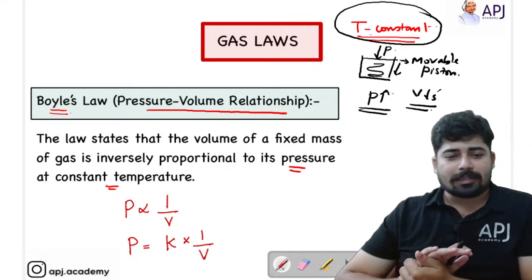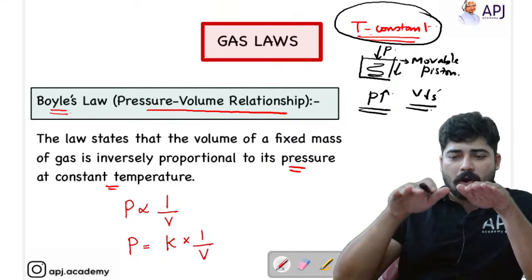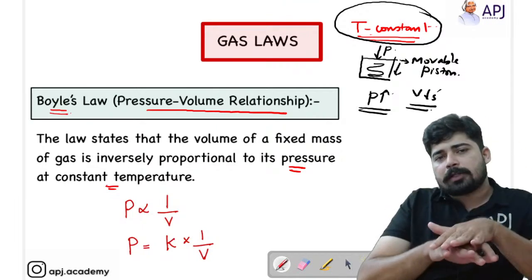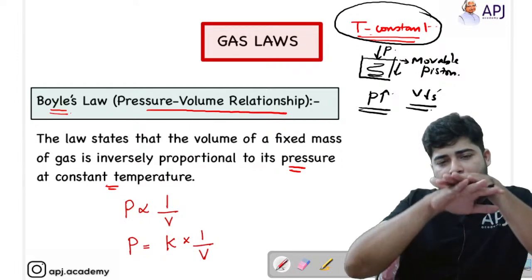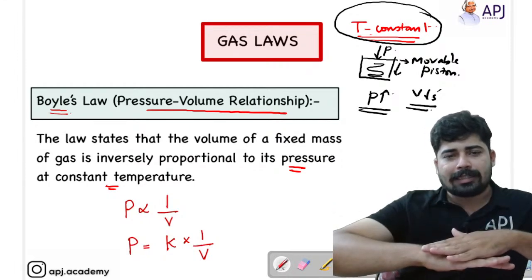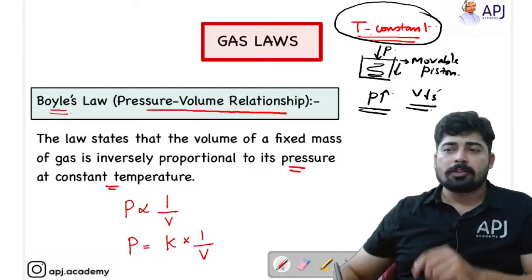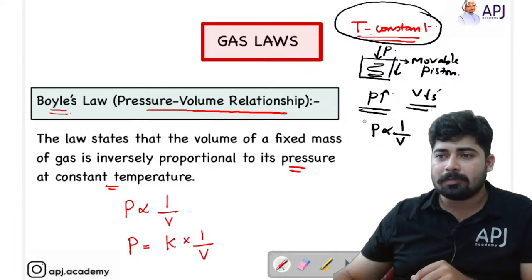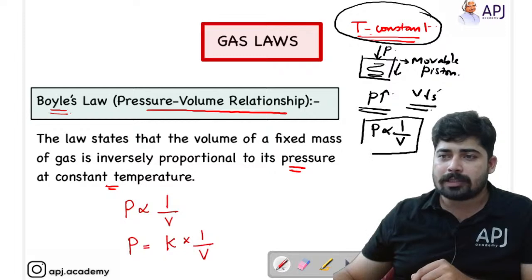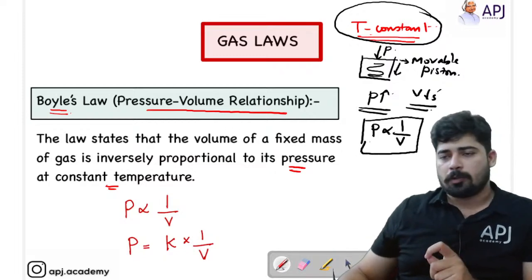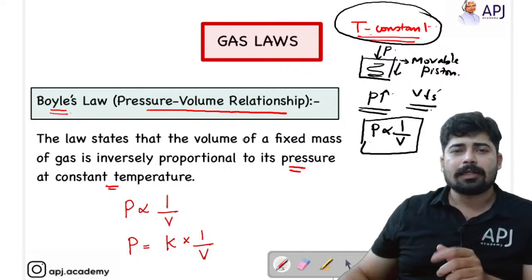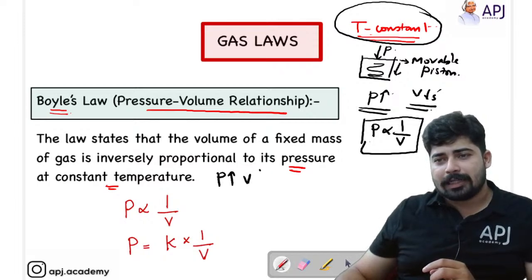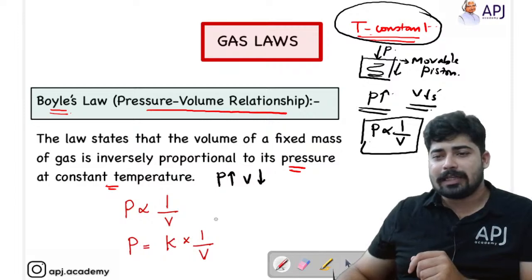We already know this fact. If you take a gas of a fixed mass and apply pressure over it, the piston moves down and the volume decreases as you keep increasing the pressure. So volume is inversely proportional to pressure. This relation between pressure and volume at constant temperature is called Boyle's law. As you increase the pressure, the volume decreases, so the relationship between them is inversely proportional.